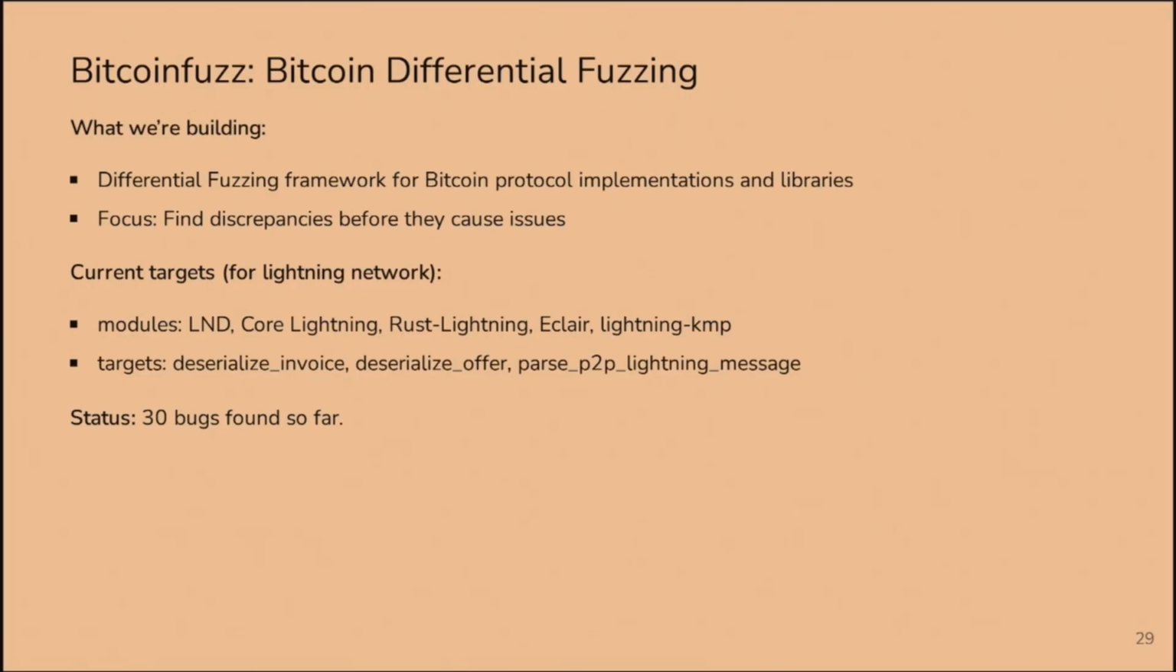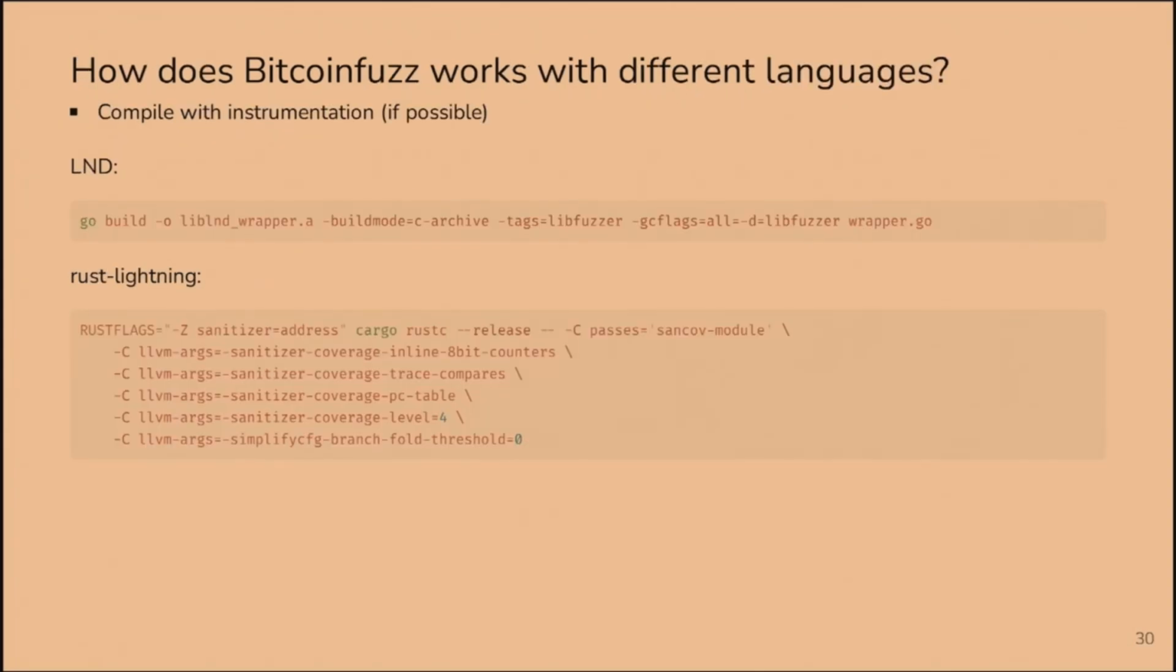By doing differential fuzzing on Bitcoin, we have found more than 30 bugs so far, and we are finding more and more. Just for Lightning, we found more than 15, with just those 3 targets.